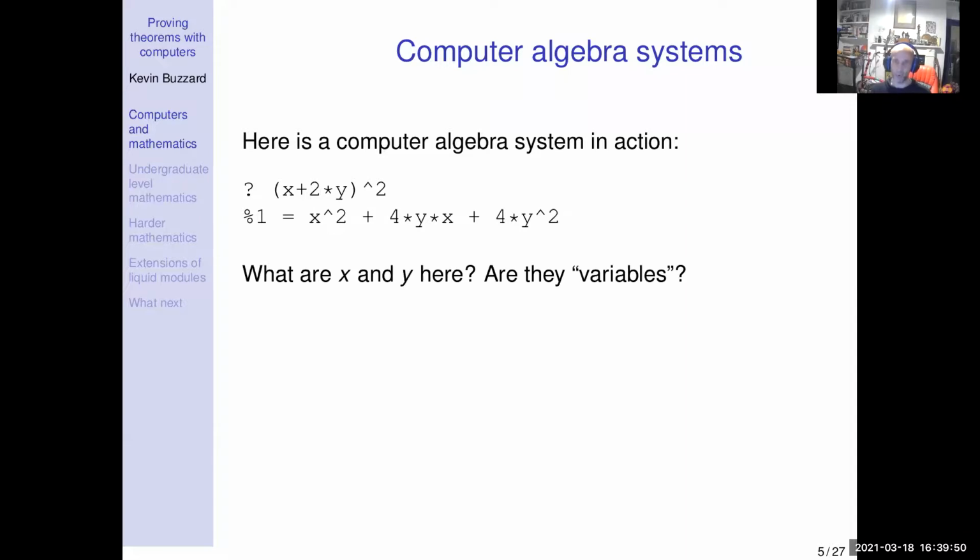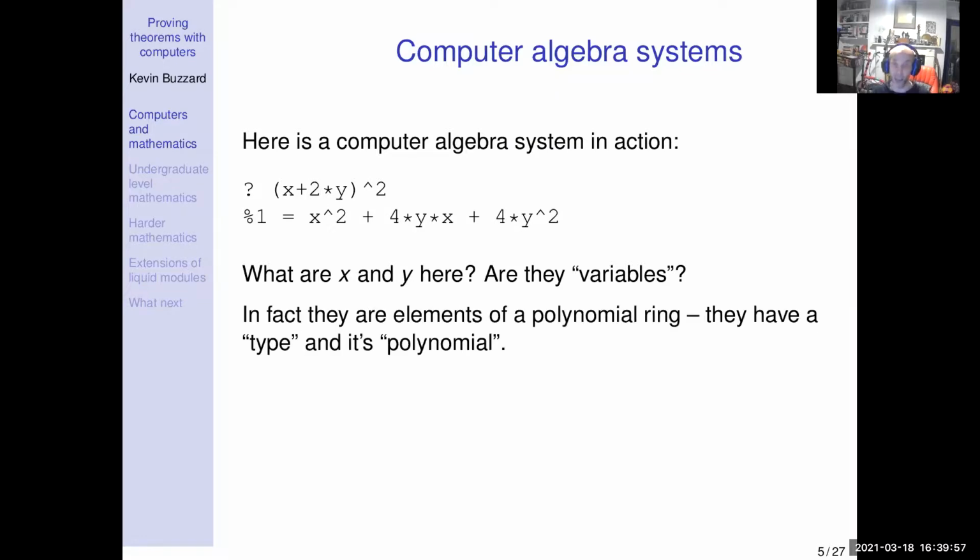It turns out that x and y, when you dig into the system and look at what these things are, they do have a type, right? They are polynomials. They are elements of a polynomial ring. When the system sees x, it actually thinks, oh well, this is an element of a polynomial ring over, let's say, the integers for now. But our system will be flexible enough to change it if the user starts asking about real numbers or complex numbers. But x is a polynomial variable over the integers, and y is a polynomial variable over the integers.